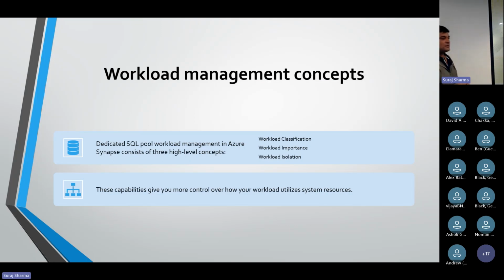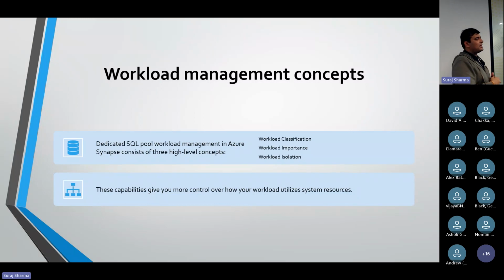Another concept that comes with Synapse is workload management, which is not possible with Azure SQL DB. The first important thing is that you can do workload classification. What is classification? Classification is nothing but classifying your workload. In simple language, there will be two types of workload: loading, where we are loading the data warehouse, and the second classification is query, reporting queries. That's the simple classification that I have.